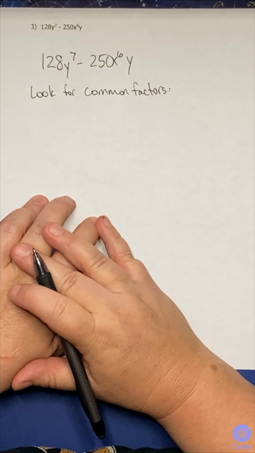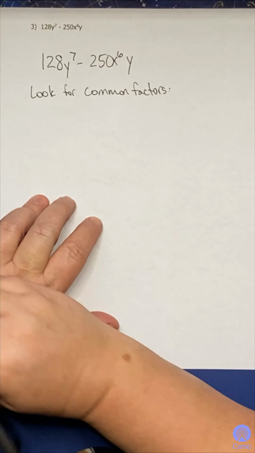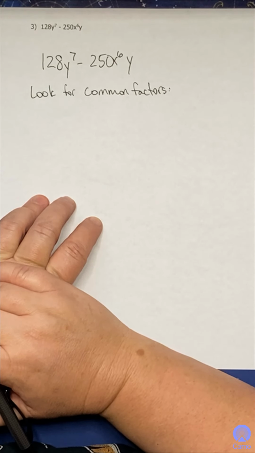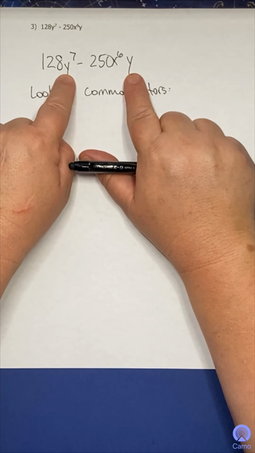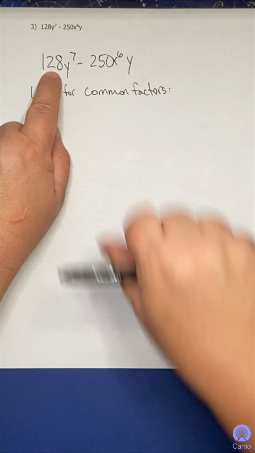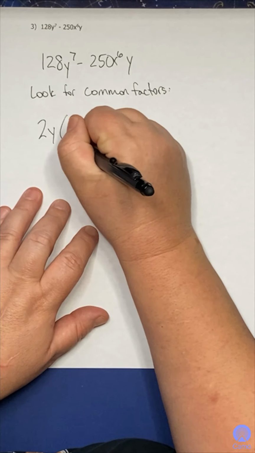Okay, look for common factors. Here we go. 128 y to the 7th minus 250 x to the 6th y. Well, I see a common y. I can factor out a y. And this is an even number, and that's an even number. So I know 2 goes into both of them. So let me try factoring out a 2y from both of them.